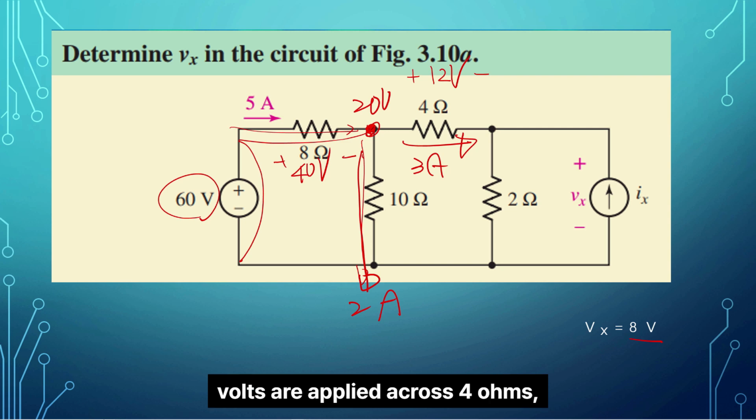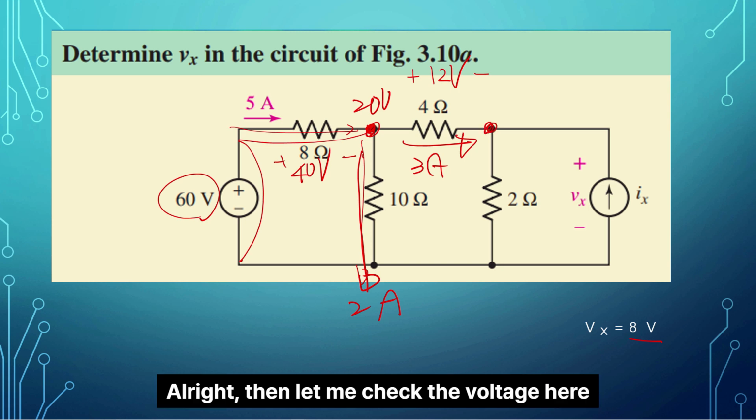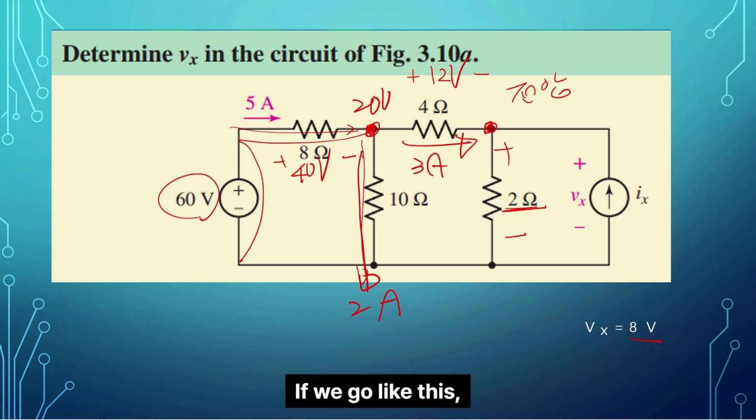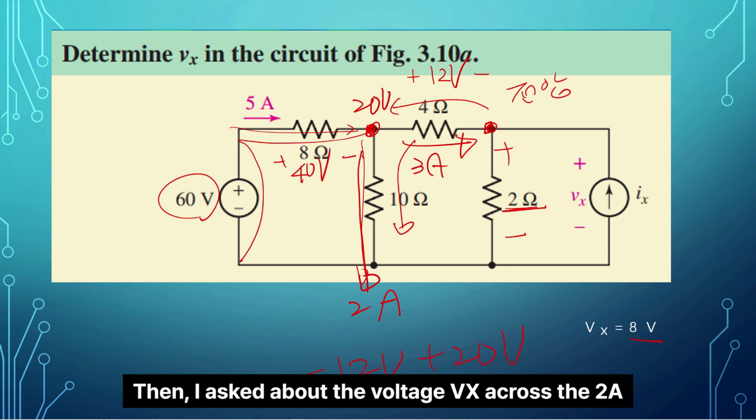12 volts are applied across 4 ohms. And then, what is that one? Now, this is a 3A system and Vx is now. Let's start from here. Alright, then let me check the voltage here. This voltage, isn't it viewed like this? If we go like this, it's plus 20 volts, right? This is exactly where I asked about the voltage Vx across the 2A current source here.